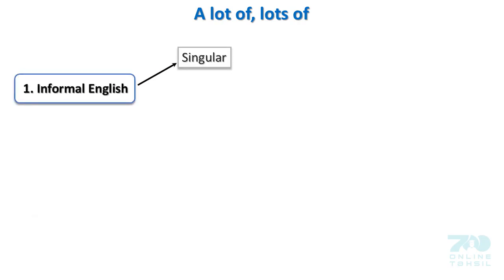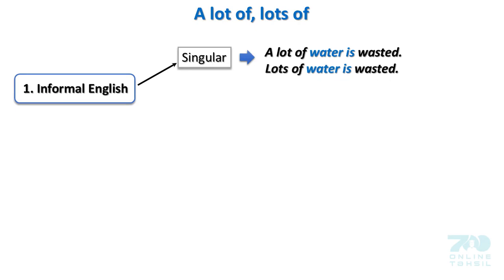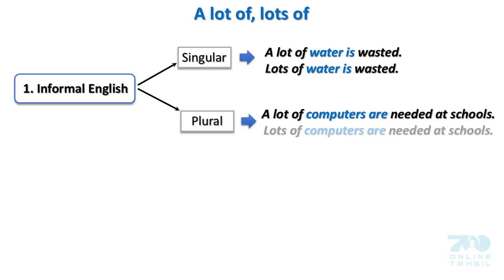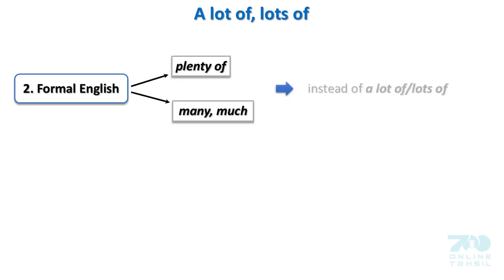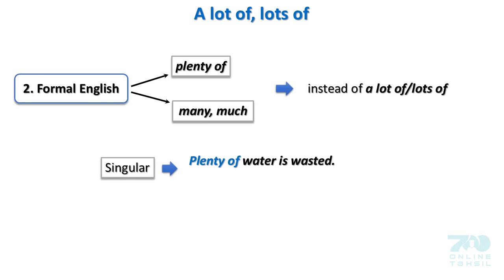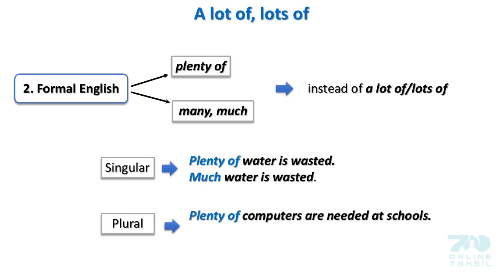1. Informal English. Singular. A lot of water is wasted. Lots of water is wasted. Plural. A lot of computers are needed at schools. Lots of computers are needed at schools. 2. Formal English. In formal English, we use plenty of or much and many instead of a lot of, lots of. Singular. Plenty of water is wasted. Much water is wasted. Plural. Plenty of computers are needed at schools. Many computers are needed at schools.